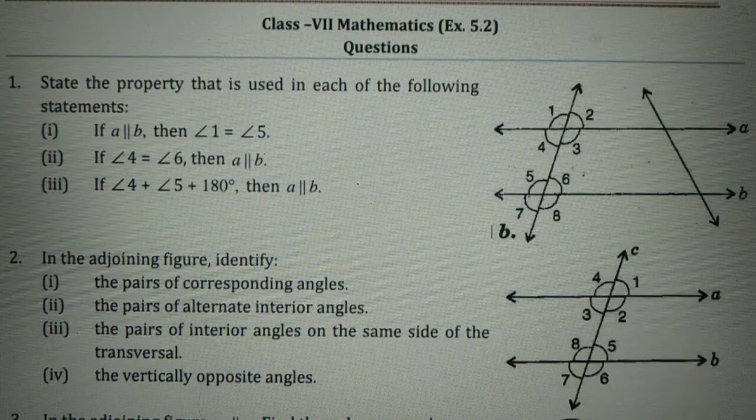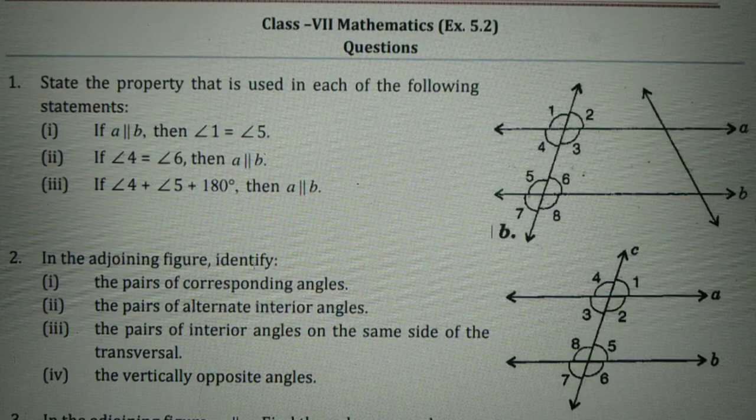On the same side, either in the exterior or in the interior, or on the opposite. Now corresponding angles: 4 and 8 are corresponding angles, 3 and 7 are corresponding angles, 1 and 5 corresponding, 2 and 8 again corresponding angles. So for the pair of corresponding angles, we can give any pair as our answer. So many pairs are with us.